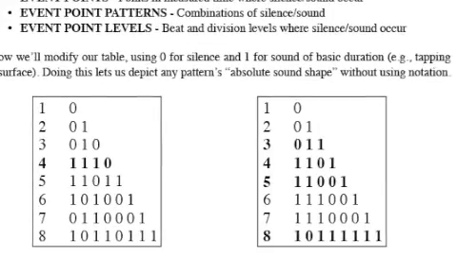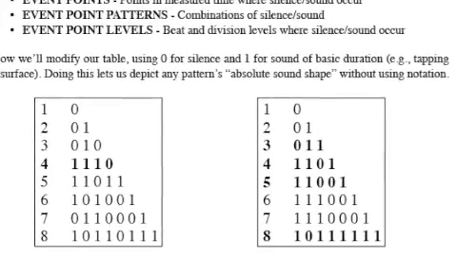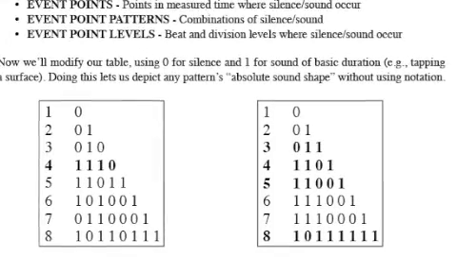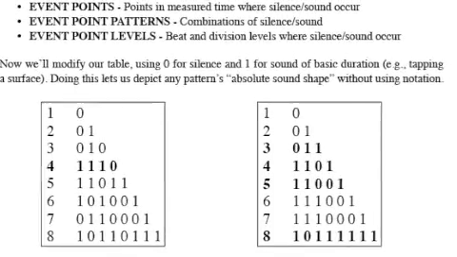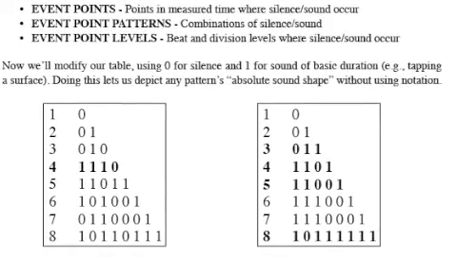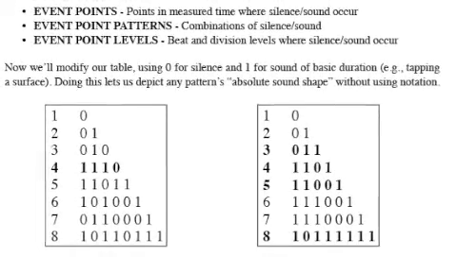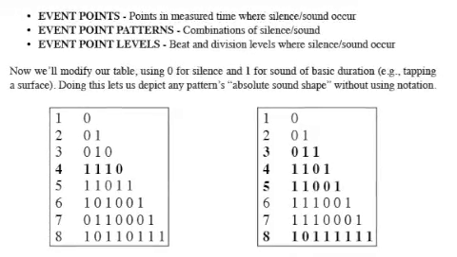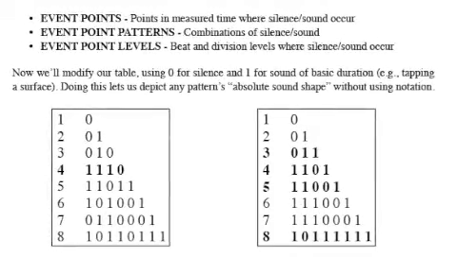As you can see below in Figure 5, we've assigned zeros and ones to the various levels, which are referred to as event point levels. The points in time where the zeros and ones can be assigned I call event points, and the subsequent combinations I call event point patterns.